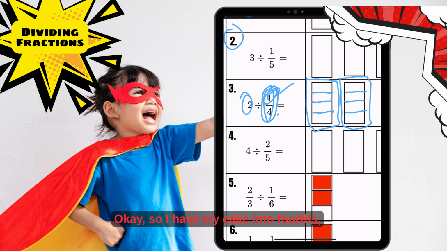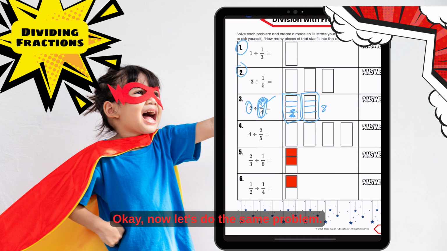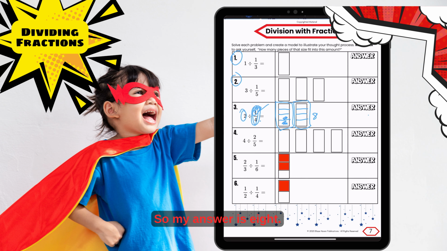Okay, so I have my cake into fourths, and I would have 1, 2, 3, 4 slices. There's my second cake, 1, 2, 3, 4 slices. How many 1/4s fit into my 2 cakes? And there's 1, 2, 3, 4, 5, 6, 7, 8 slices in my 2 cakes. So my answer is 8.